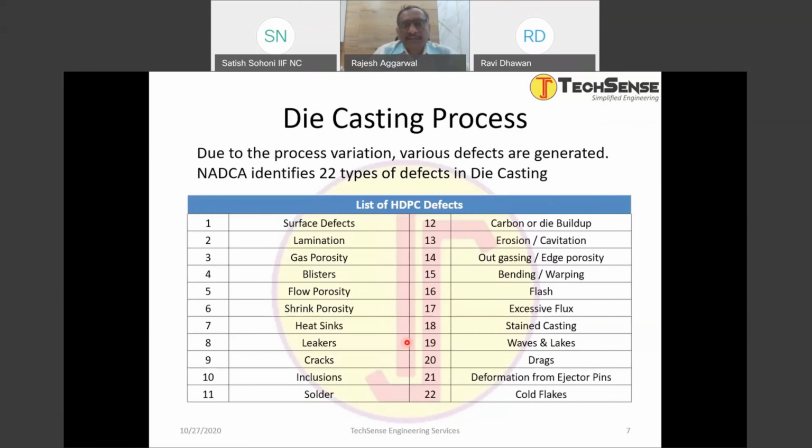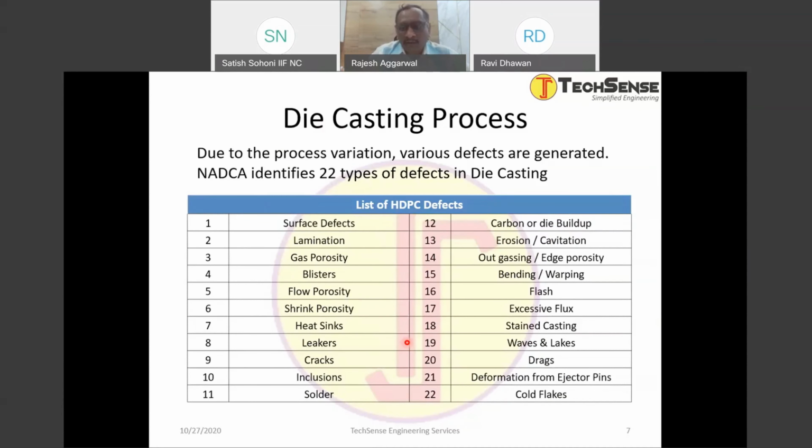Due to this process variation, various defects are generated inside the casting. NADCA is the North American Die Casting Association, based in North America. They identify 22 types of defects in die casting, like surface defects, lamination, gas porosity, blister, flow porosity, shrink porosity, heat sink, leakers, cracks, inclusion, soldering, carbon or die buildup, erosion, cavitation, outgassing, edge porosity, bending, warping, clash, excessive flux, stained casting, waves and lakes, deformation, and cold plates.